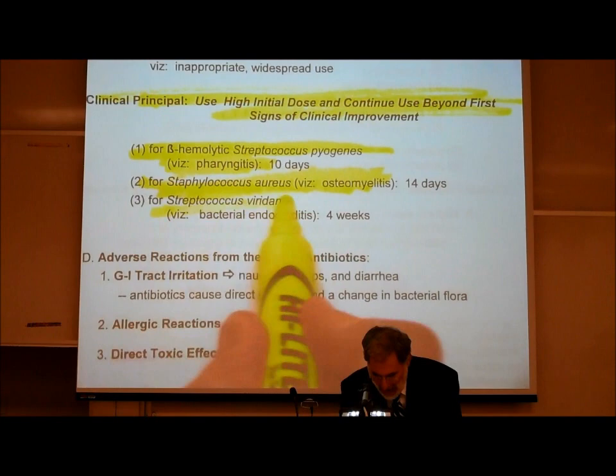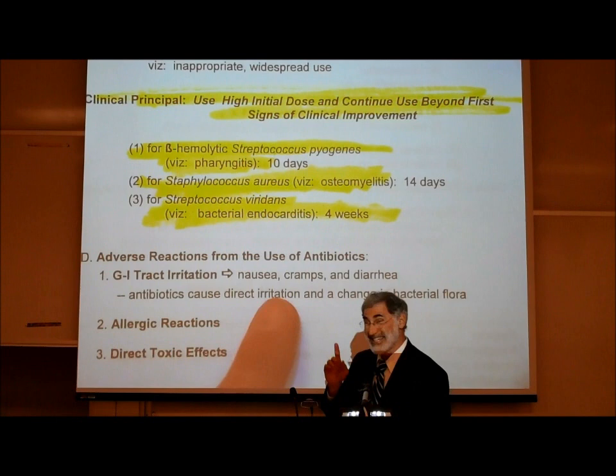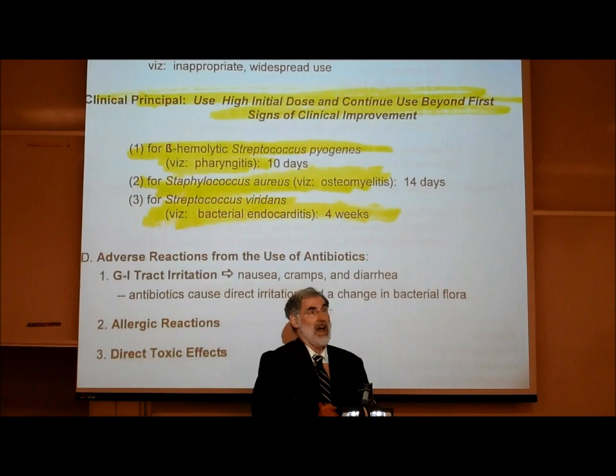For Streptococcus viridans infections, which can be associated with bacterial endocarditis, and is what happens in rheumatic heart disease, you take it for a month. And of course, I didn't write it down, but if you've got tuberculosis, how long do you have to be on antibiotics for tuberculosis? 9 months. Yeah, 9, 10 months, to knock it out. Otherwise, you just don't knock it out.